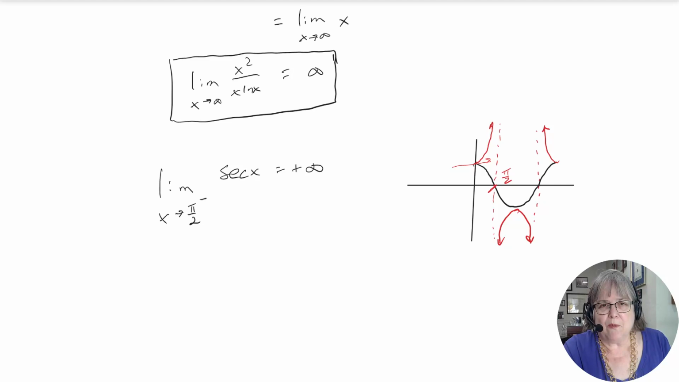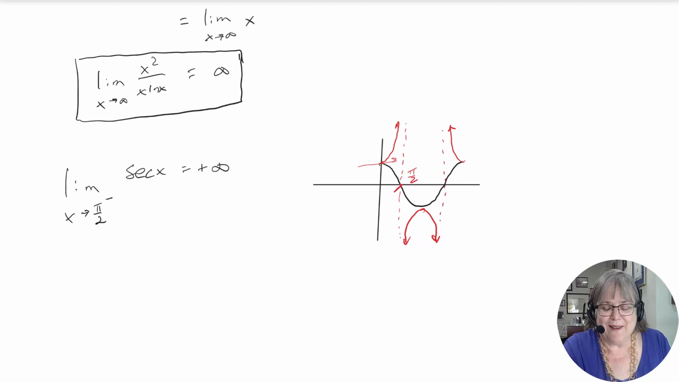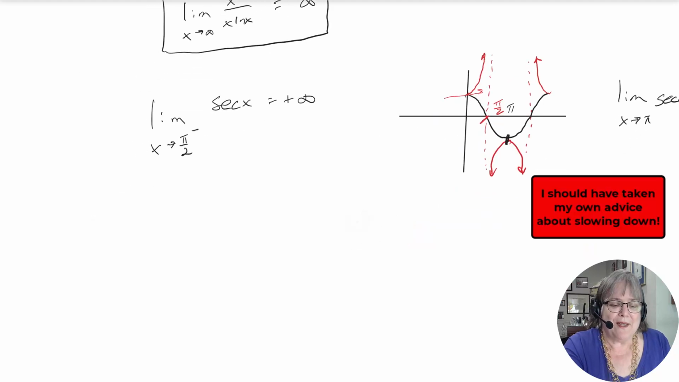I asked this question one time, and it just killed me because I don't think the students actually read it. I said, what's the limit as x approaches pi of secant x? And I was getting all these infinities because they were thinking, oh yeah, secant, it has those asymptotes. And I'm like, no, here's pi. What is secant doing at pi? It's approaching 1. Y'all, slow down on the test.